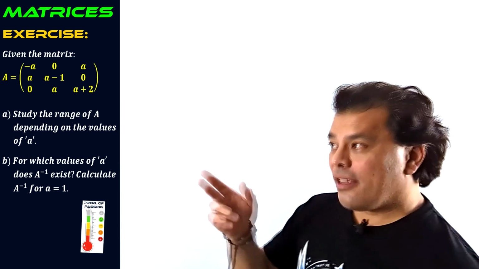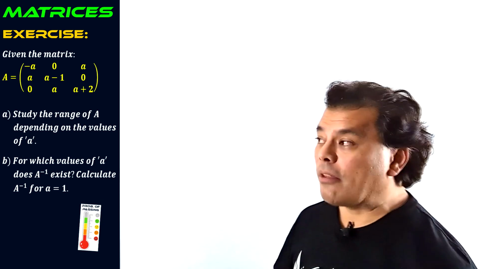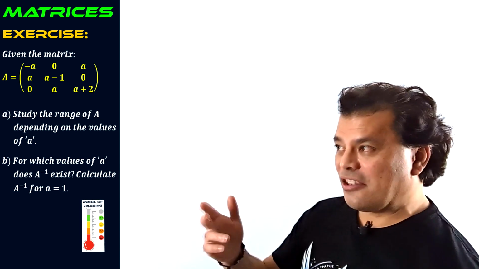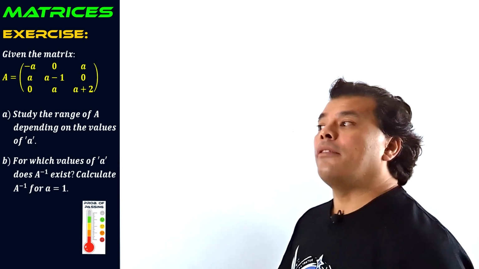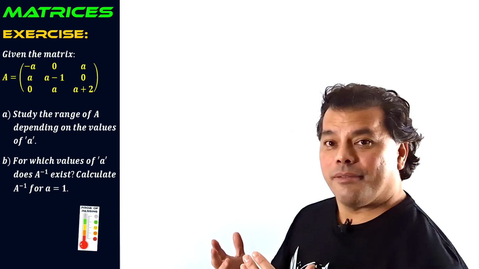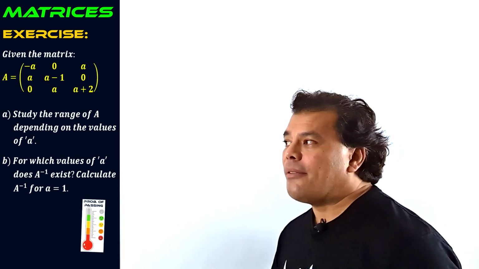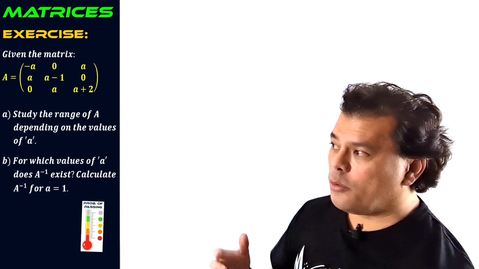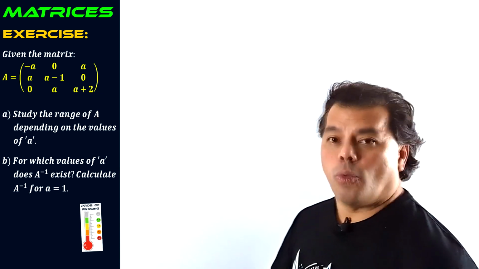It says, given the matrix A, and there you can see that it's an order 3 square matrix, but be careful because you can see that there is a little parameter inside. Section A. Study the range of our matrix depending on the values of the parameter A, right? Second section, for which values of A does the inverse of our matrix exist? And then we have to calculate the inverse for A being 1.